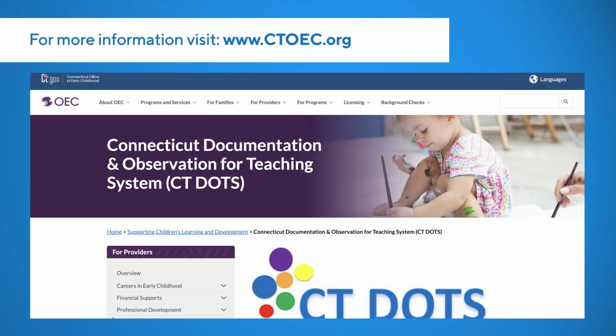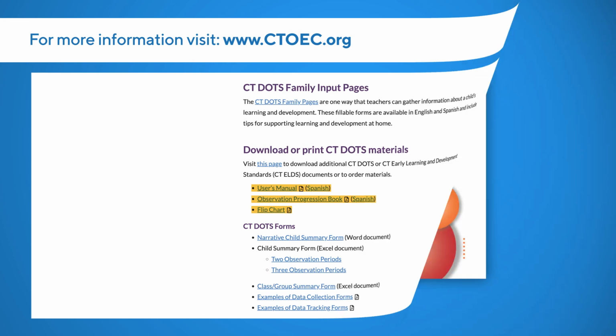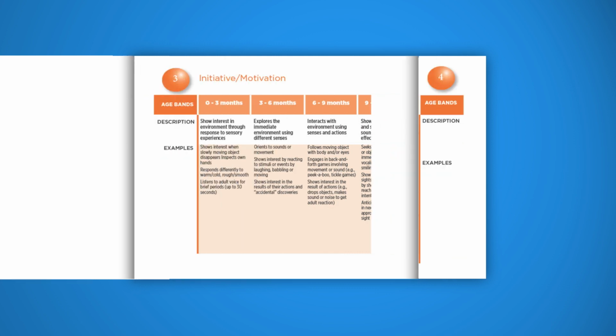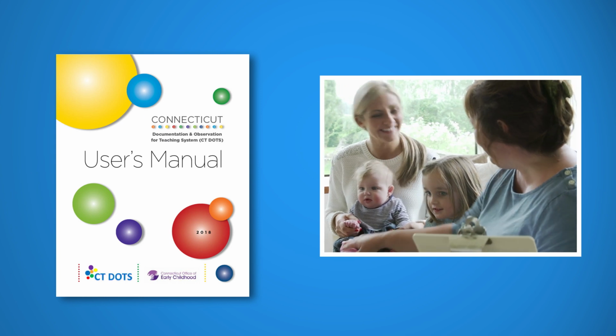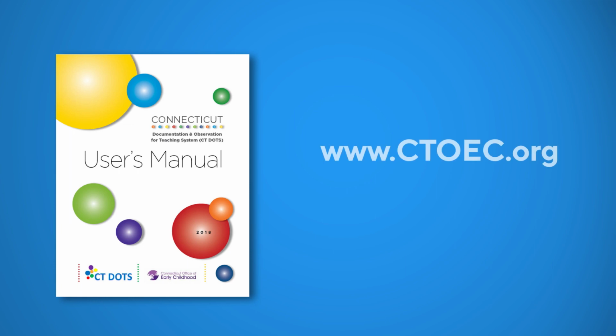For more information, you can find the CT DOTS User's Manual, the Observation Progression Book, and a handy flip chart on the OEC website. This video is a brief overview of CT DOTS and was intended to help you become familiar with the features and structure of this tool. If you will be using CT DOTS, it is important to seek training and/or coaching to help you use the tool effectively. Visit ctoec.org to learn more.